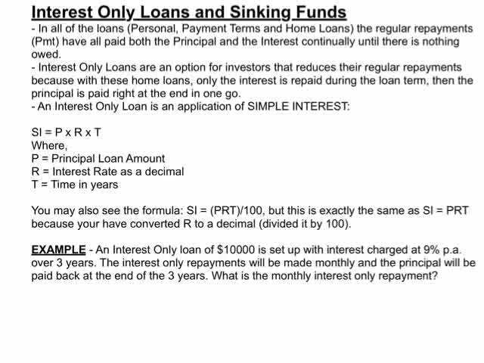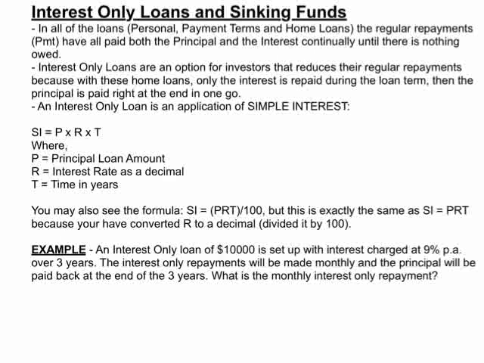And how does that happen? Well, with these kinds of loans, and it doesn't have to be home loans, it can be any type of interest-only loan, you only actually pay the interest with your regular repayments during the loan term. But then you're expected to pay off the principal right at the end in one go. So an interest-only loan is an example of simple interest. It's simple because you're not paying off the principal with each repayment.